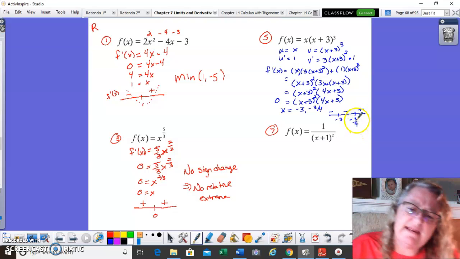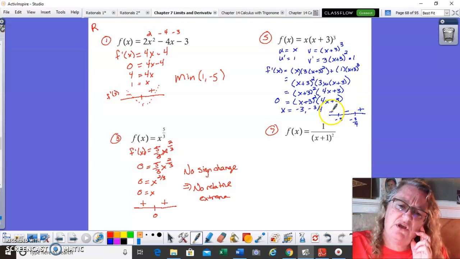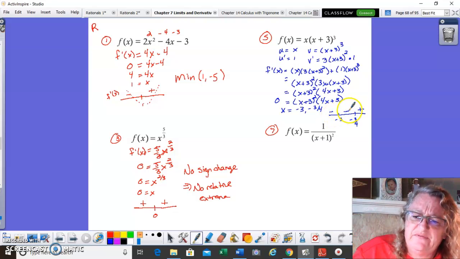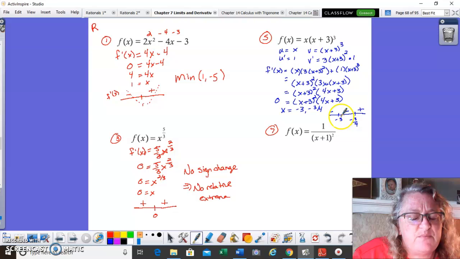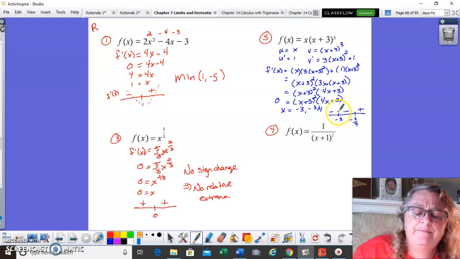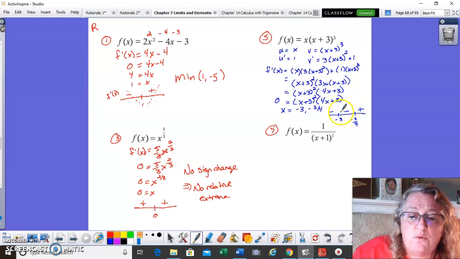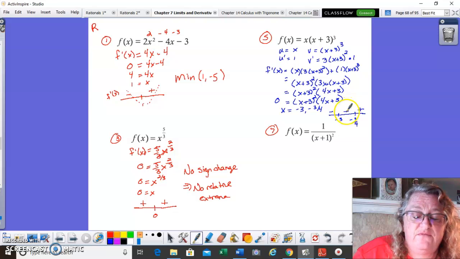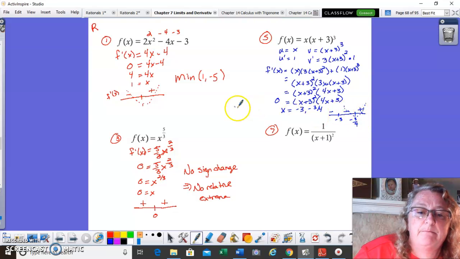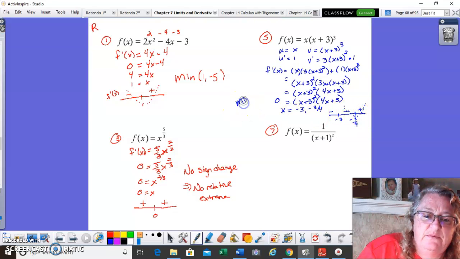So what I'm looking at here is I have no sign change going over top of -3. So it's possible that that's a point of inflection that we'll see next time. So I know it's not a relative extreme point though, but I might have this relative extreme point here at -3/4. I'm going from a negative to a positive, which means I have a minimum. So here I have a minimum and it's going to be at -3/4.